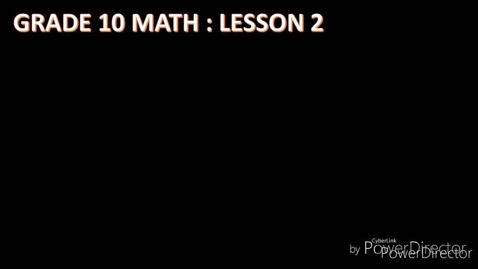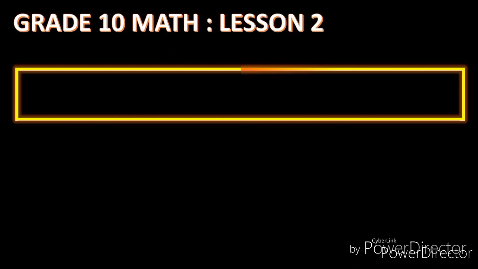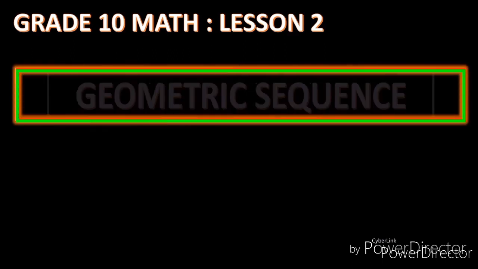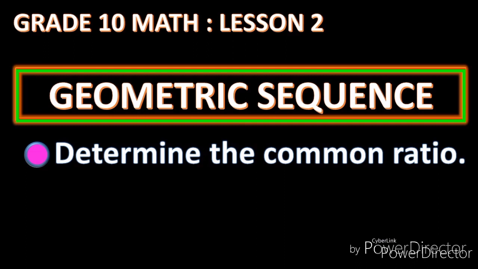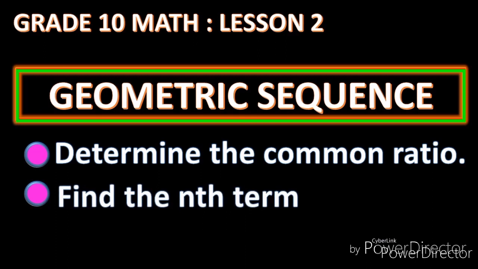Okay, hello. This is our lesson for today about grade 10 math, lesson 2, which is another type of sequence, which is what we call the geometric sequence. And we have the following objectives. Number 1, determine the common ratio, and the other one is to find the nth term of the geometric sequence. Okay, so let's start.